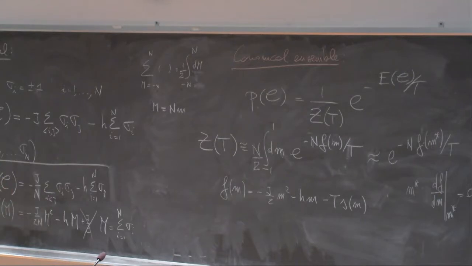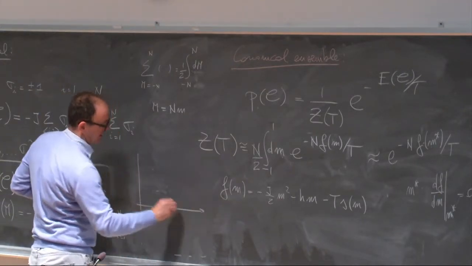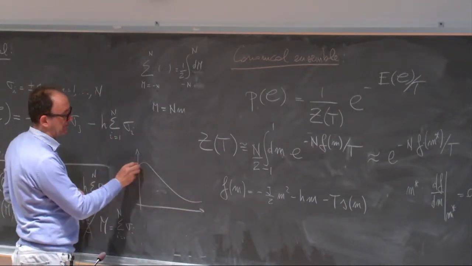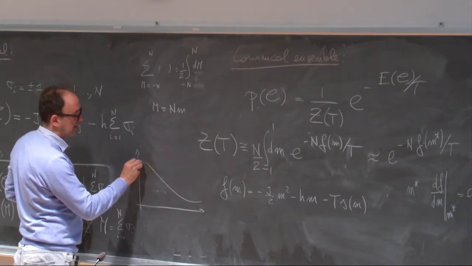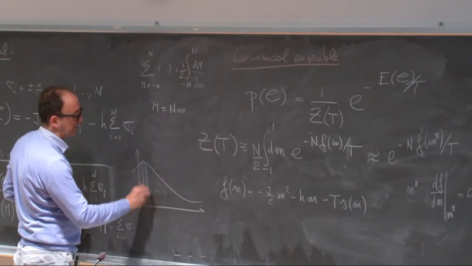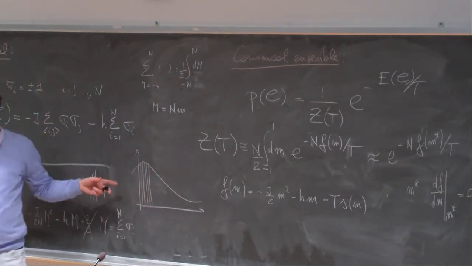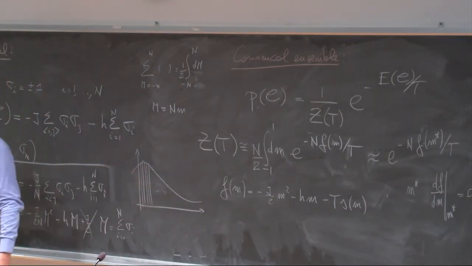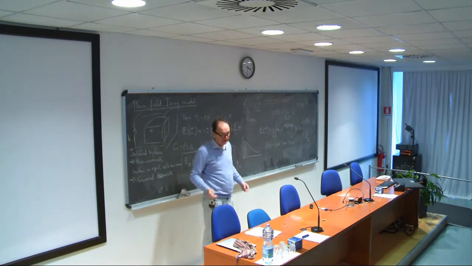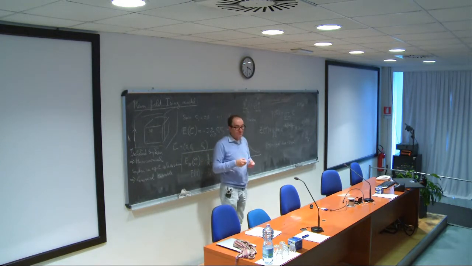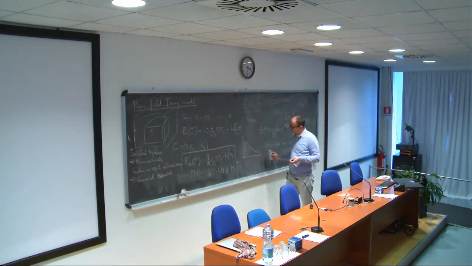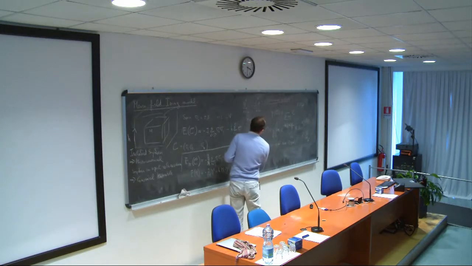So if you have a function, then the sum will be just something like this, the area under this curve. And the integral will be the integral. So the difference, if n is very, very large, will be relatively very small.